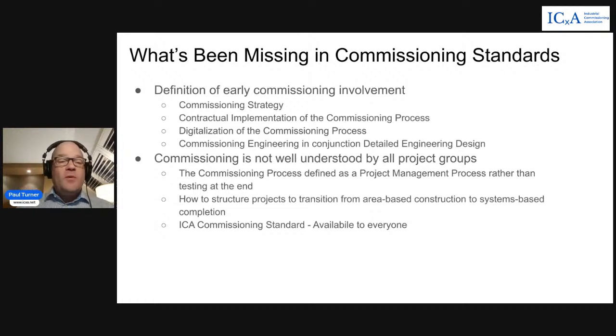And the ICA Global Commissioning Standard is available to everyone. We want to get this information in the hands of as many people as possible. So if you haven't already, log into the members area of the Industrial Commissioning Association, download the standard, get all 9 documents that make up the standard, read it, share it with people on projects, get it in the hands of as many people as possible so that we can help everyone understand this misunderstood aspect of projects.